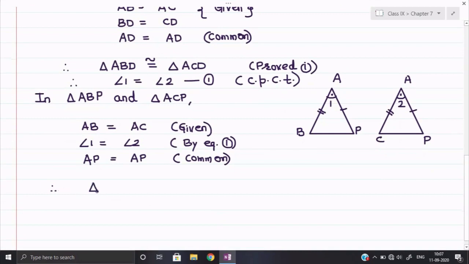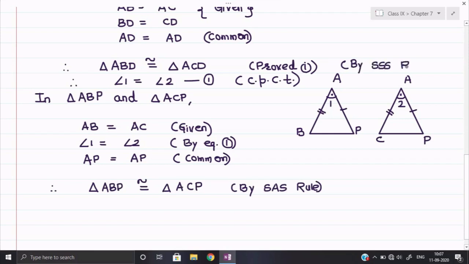So therefore triangle ABP is congruent to triangle ACP by the side angle side theorem or side angle side rule. Okay, here I think we forgot to mention, so we shall mention it now, by SAS rule. So here we can say our part number 2 is also over. So proved second.